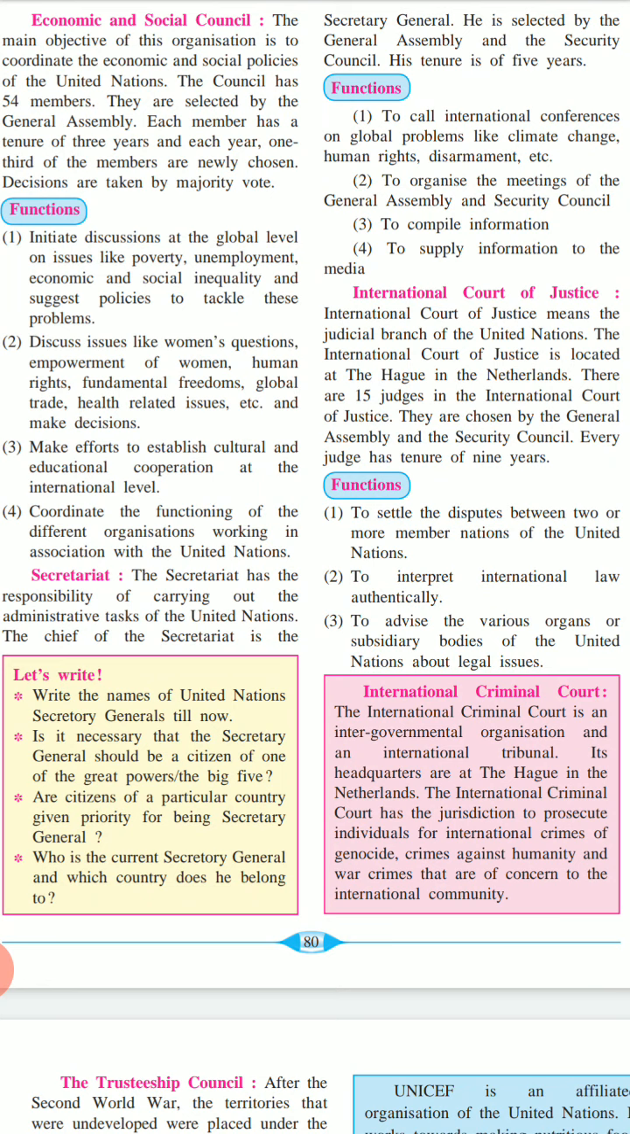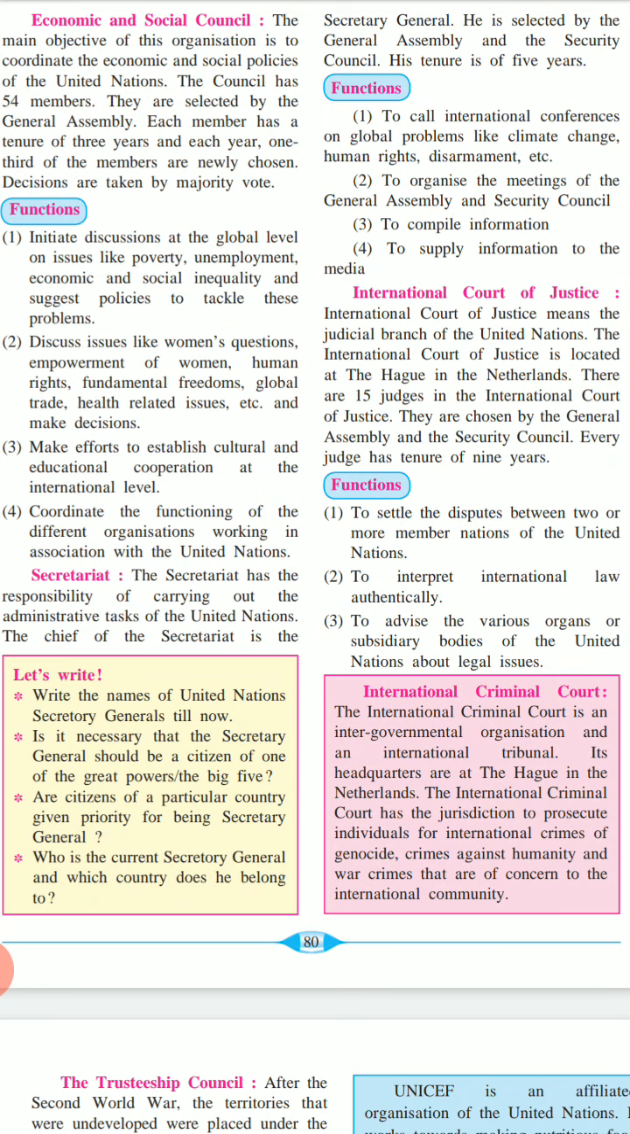Fourth point, he supplies information to the media, meaning whatever they decide in the meeting or the conference, the information which is to be given to the public or the citizens is sent through the media, and that work is done by the Secretary General. Let's go to the next point, students.